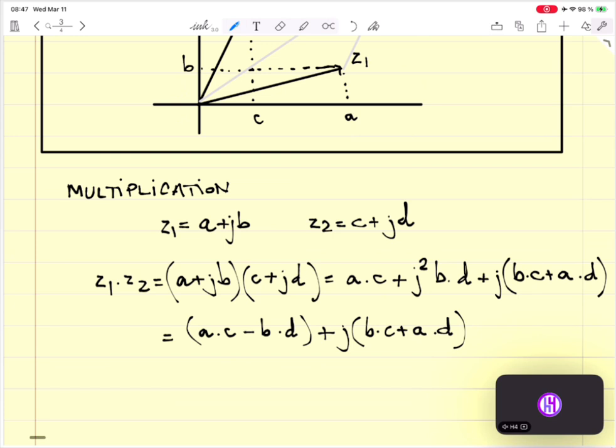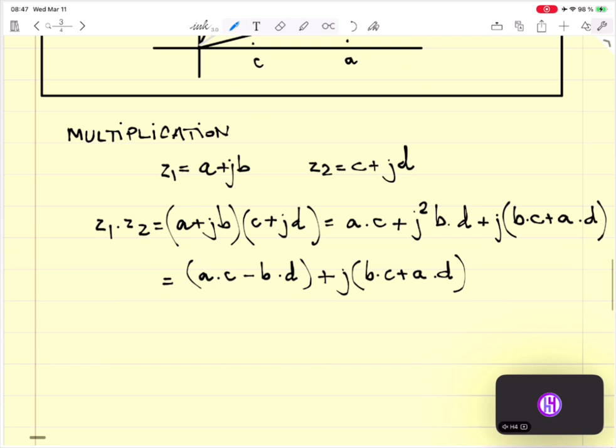So, we've got that result. This also has a geometric meaning that we will see later on.